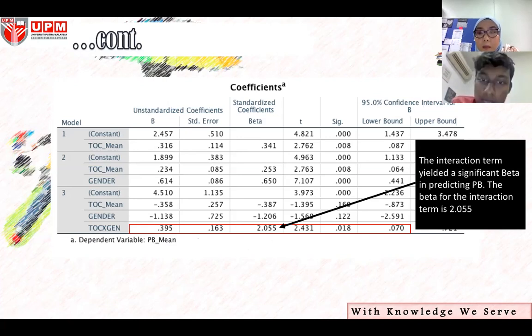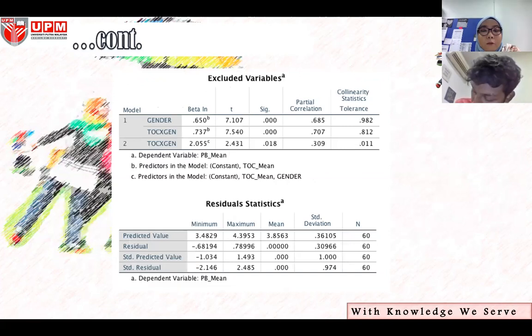So this is what you need to think about. The interaction term yielded a significant beta in predicting employee engagement. Correct? Because the significance value is 0.04, still lesser than 0.05. And then the beta for the interaction term, yours is -1.148. This is what we need to report. Okay, clear?